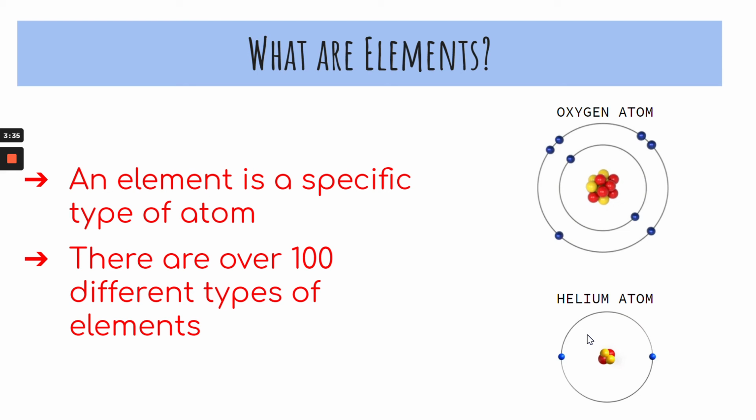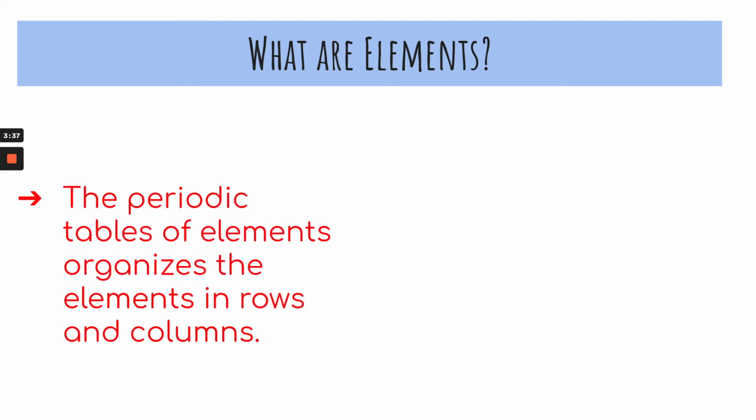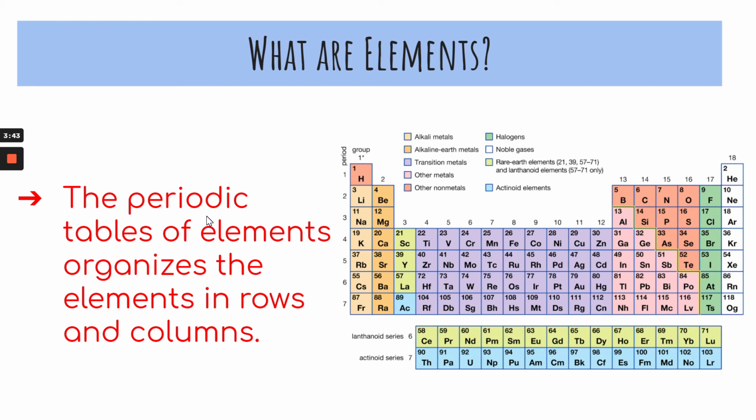So there's something called the periodic table of elements. And this organizes the elements into rows and columns. And this is where you can find all the different types of elements that are out there. So that oxygen atom we were looking at earlier, here it is on the periodic table, and then here's helium on the periodic table.